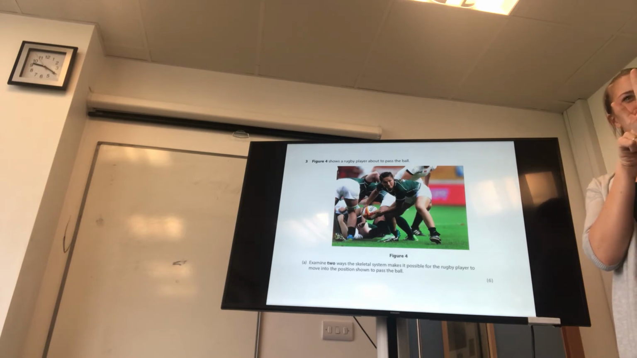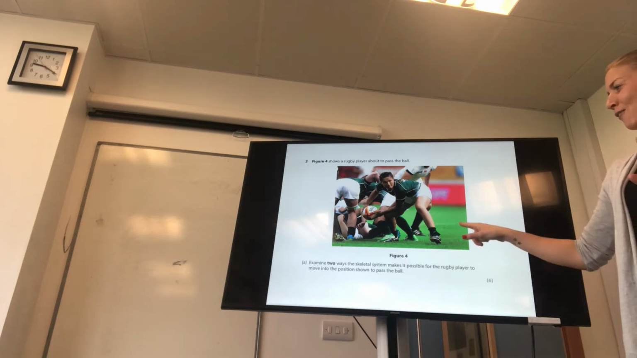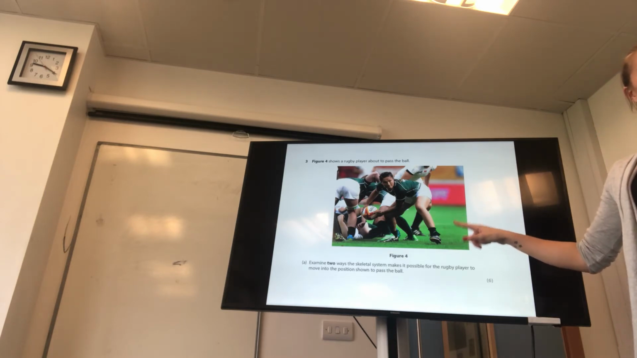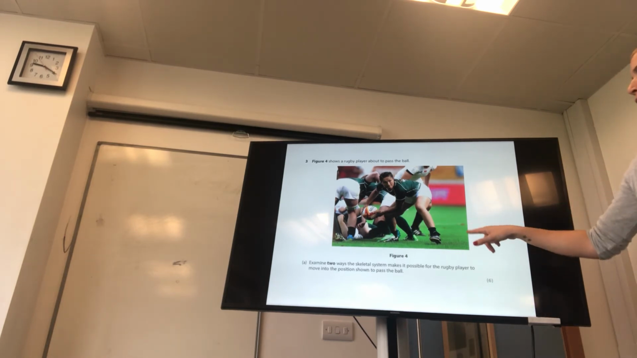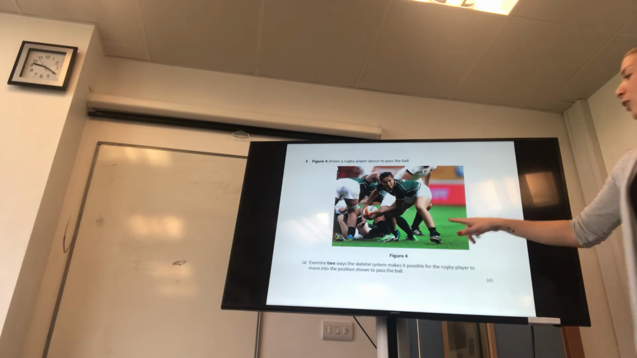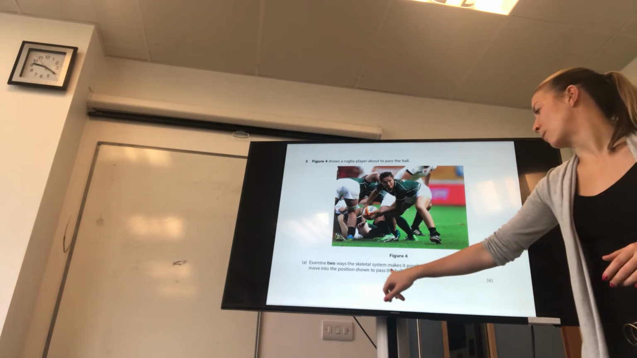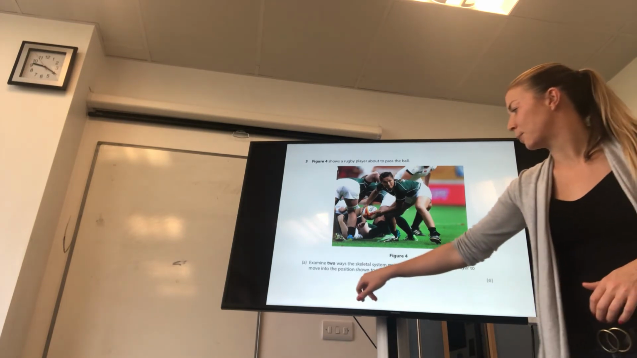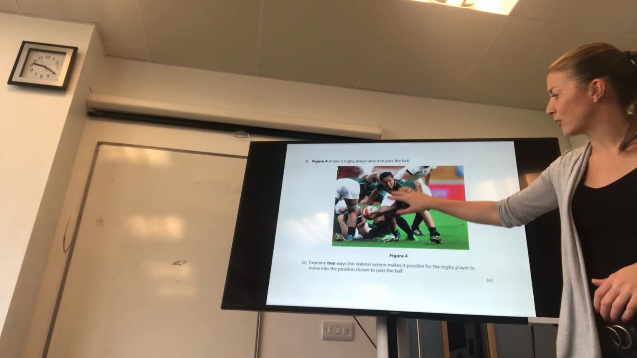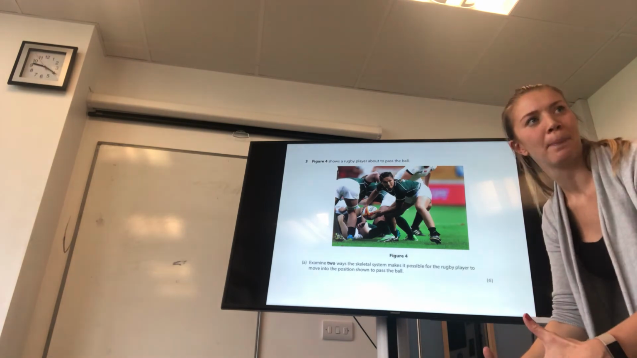We've had a question like this already in the first lesson, I think it was. Two of those will be relevant to help her pass the ball. Which two? But you need to explain why it's relevant, to link it to the rugby player. So how does the skeletal system allow her to get into that position?